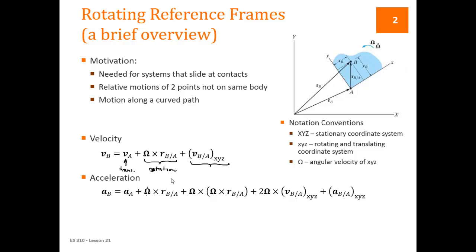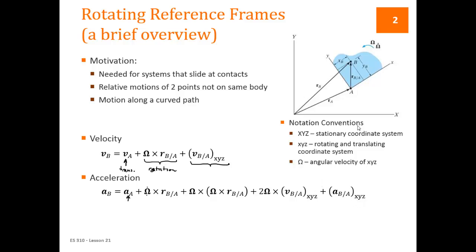The acceleration has even more terms but comes from the derivation of this velocity, so you've got your acceleration of B equal to the translation of B, and then the acceleration due to rotations of various types, and then the accelerations due to motion within the rotating coordinate system.